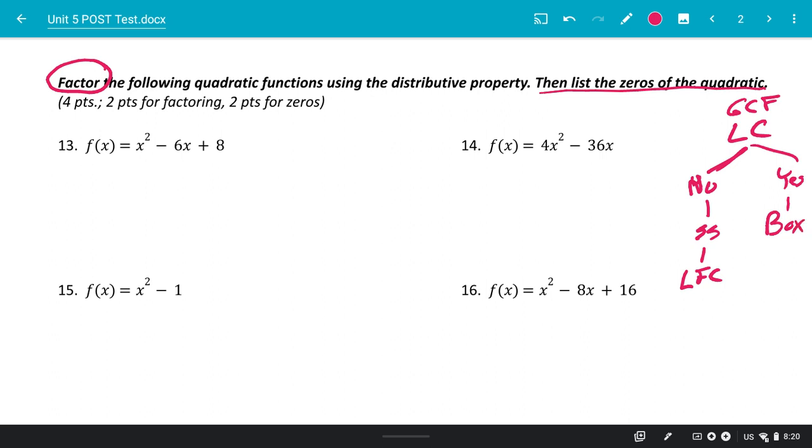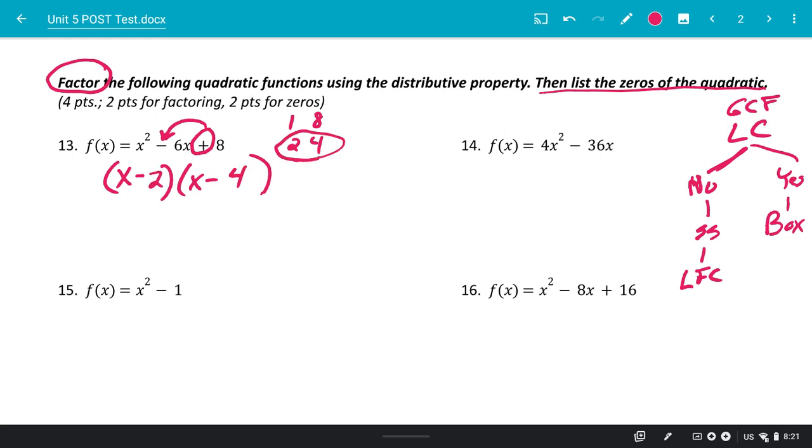You guys did really good on this in the quiz. However, here today, we let some of the little things that I warned you about cause us problems. I'll start with 13. Is there a GCF? No. Is there a leading coefficient? No. So split the signs. Put an X in each. Signs are the same, both negative. Factors of 8: 1 and 8, 2 and 4. Come together to get me a 6. 2 and 4.